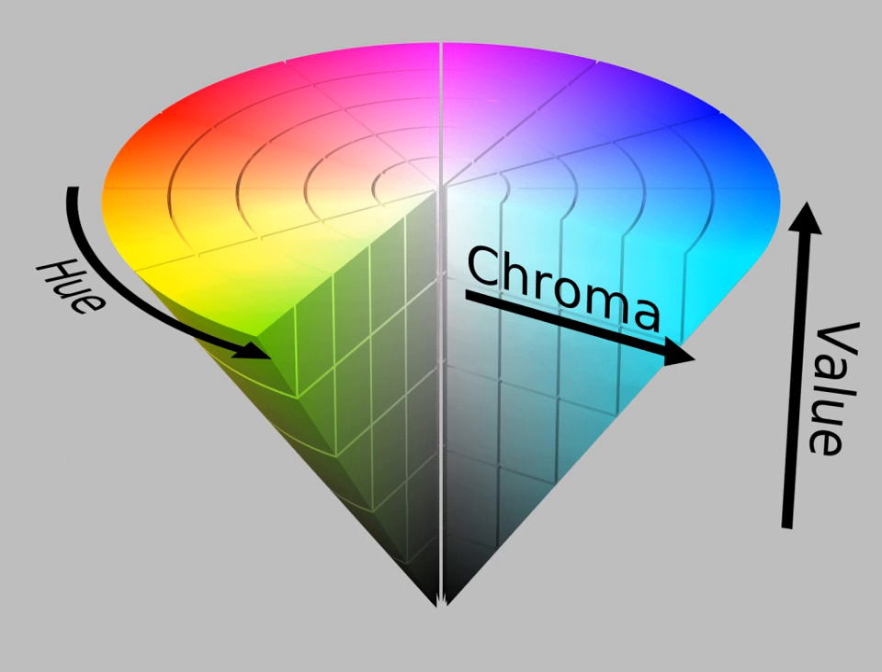Brightness. The attribute of a visual sensation according to which an area appears to emit more or less light. Lightness, value. The brightness relative to the brightness of a similarly illuminated white. Colorfulness, the attribute of a visual sensation according to which the perceived color of an area appears to be more or less chromatic. Chroma, the colorfulness relative to the brightness of a similarly illuminated white. Saturation, the colorfulness of a stimulus relative to its own brightness.